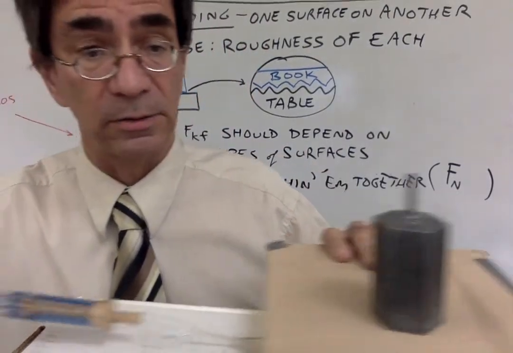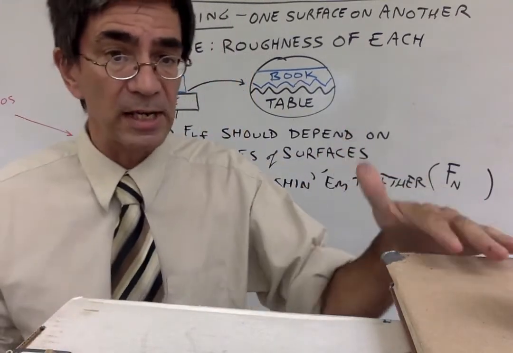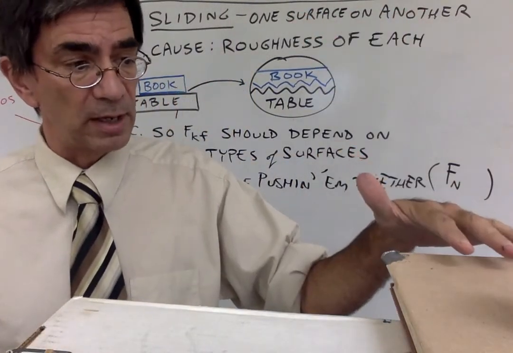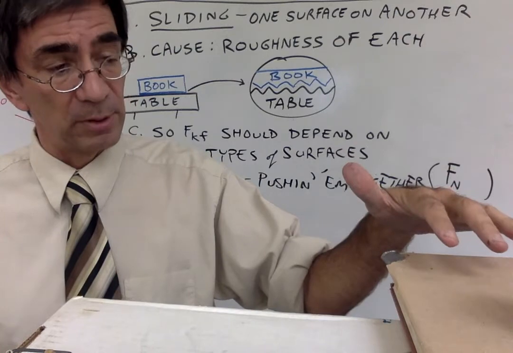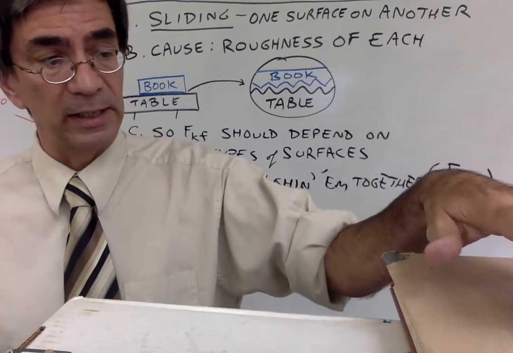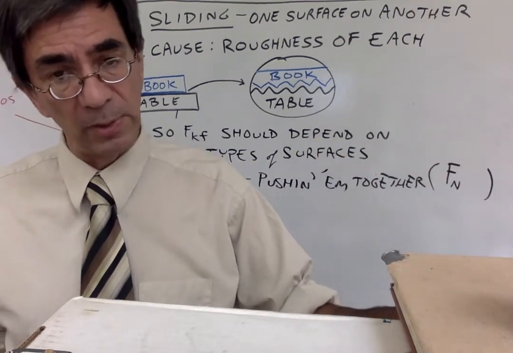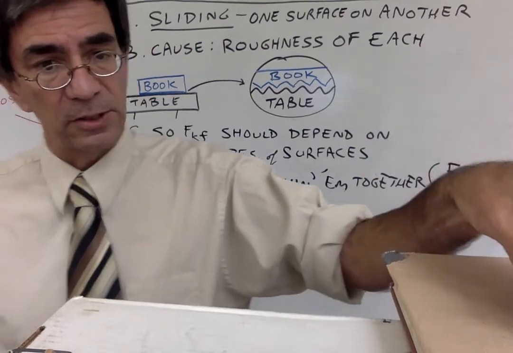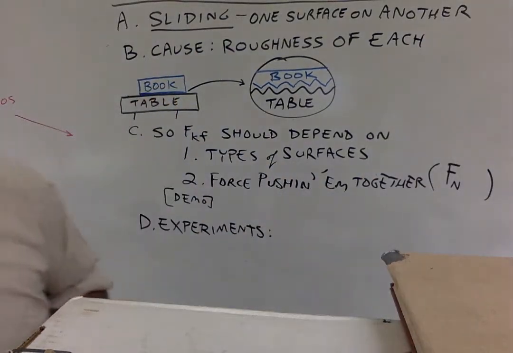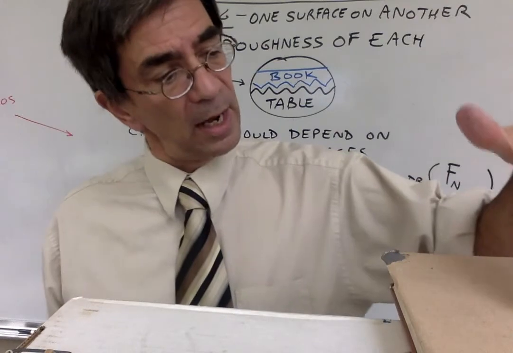Now I get 8 newtons. Okay, I've not changed the weight of the book. I've not changed the gravity force on the book. I've put a brick on it, and that's increased the force between the book and the box.